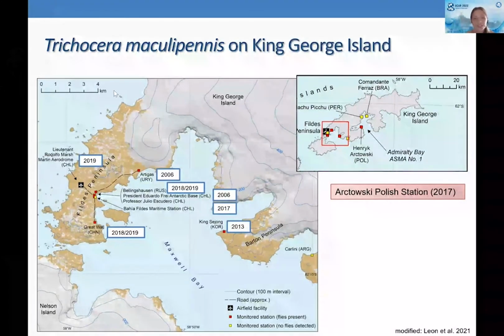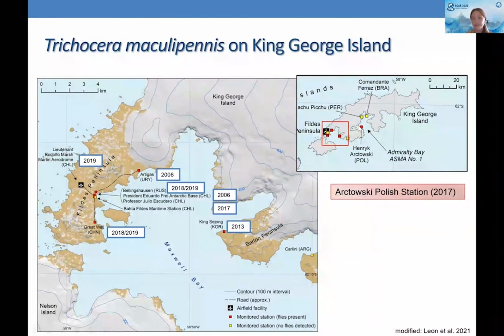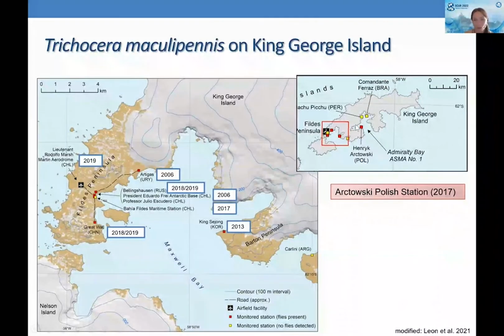And again, as was mentioned, this fly first appeared in the Antarctic in 2006, and since then has been reported from, I guess, all or most of the stations in Maxwell Bay. But also in 2017 it appeared at Henryk Arctowski station, which is located around 25 kilometers from, for example, the Arctowski station. So far, as already mentioned, Arctowski station is the only station in Admiralty Bay where Trichocera is reported.